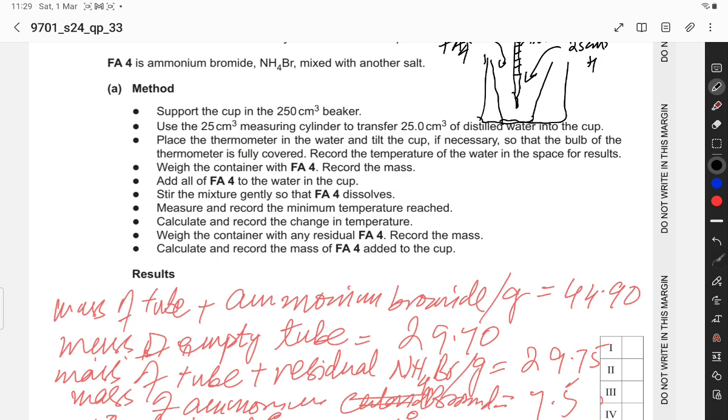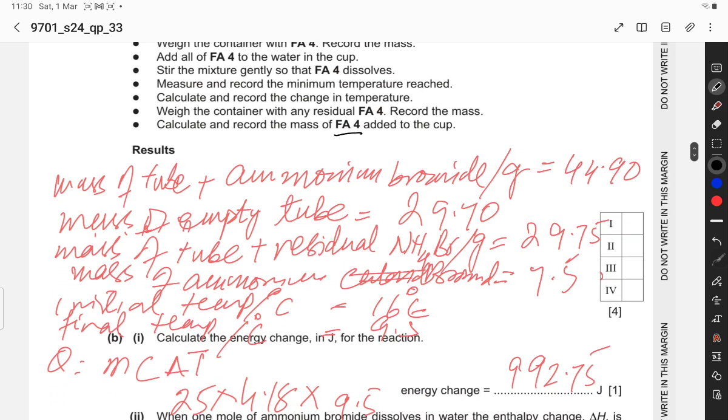Measure and record the minimum temperature reached. Calculate and record the change in temperature. Weigh the container with any residual FA4. Record the mass. Calculate and record the mass of FA4 added to the cup. So this is how to record your readings.